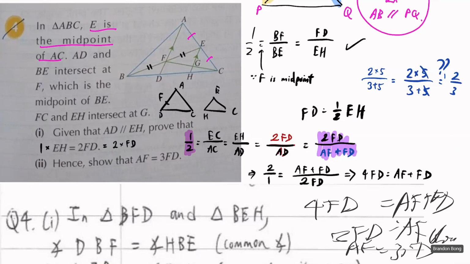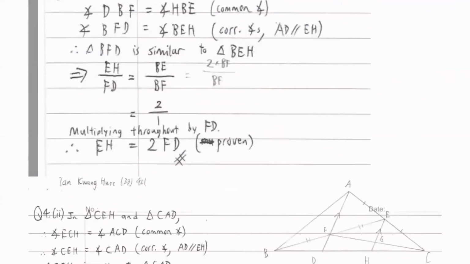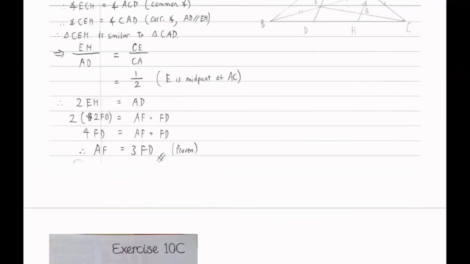Okay. Wow. So not so easy, this question. Just subtract FD on both sides. So 3FD equals AF. Yeah, it's the same thing. Okay, very good. Moving on. You can go and read the fully worked out solution here.